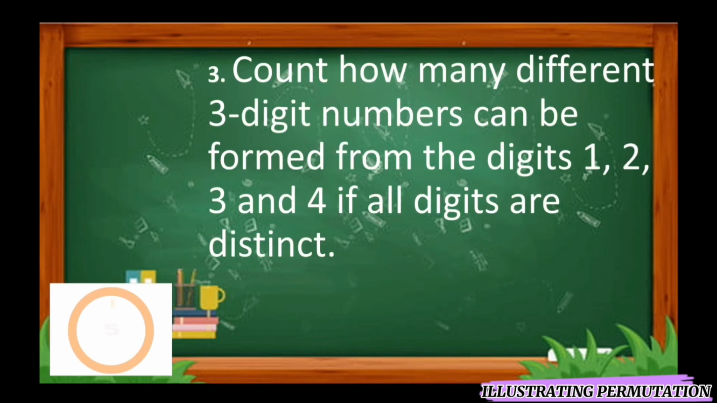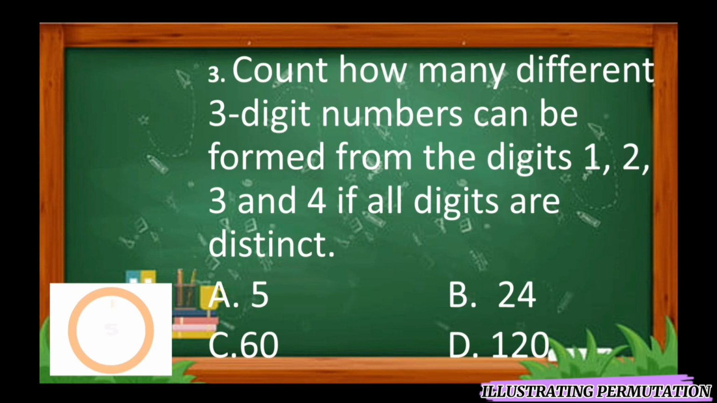Number 3. Count how many different 3-digit numbers can be formed from the digits 1, 2, 3, and 4 if all digits are distinct. A. 5, B. 24, C. 60, and D. 120. The correct answer is letter B. 24.